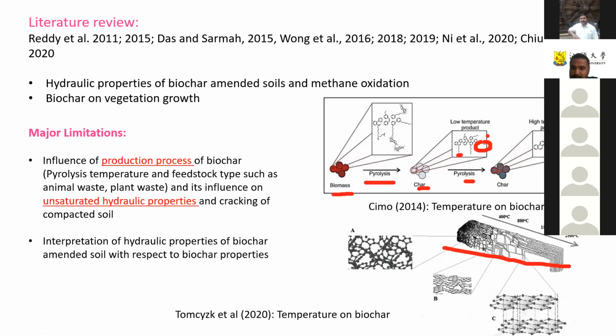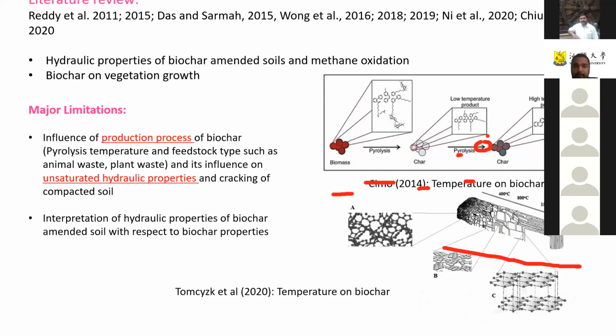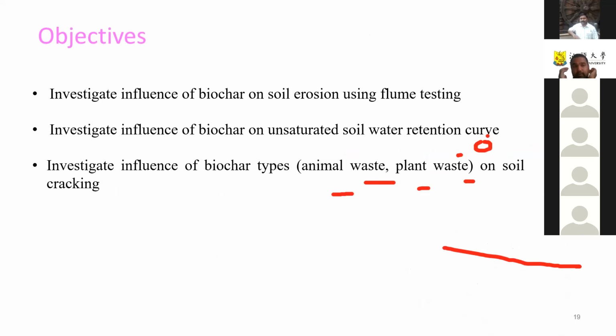So when you increase the temperature, you are actually reducing the functionality of biochar and converting it into more of a charcoal material without any functional groups, only a porous material. Before I discuss the erosion process, I thought about it yesterday, and I think it's important to first understand the basics of how it affects water retention and cracking. Although in the objectives I have written that the first part is to investigate the influence of biochar on erosion, I will discuss it later, after we understand how biochar influences the unsaturated water retention curve and also cracking.